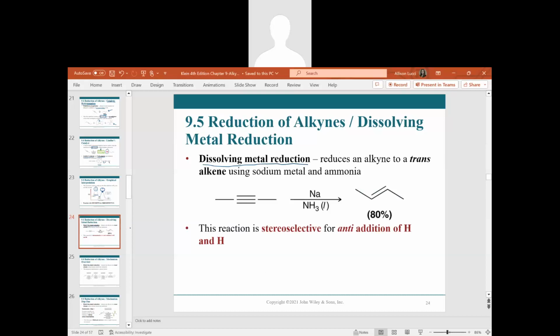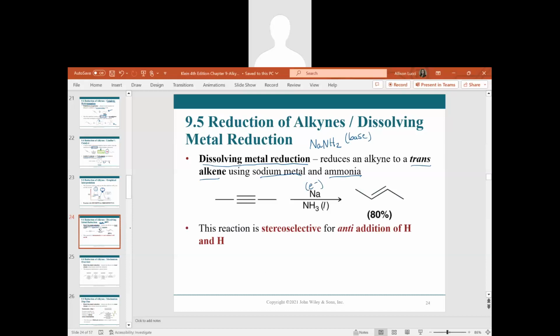And so the second type of reduction that we'll look at here is called the dissolving metal reduction. So this reduces an alkyne now to a trans alkene. So a different mechanism that we'll look at step by step uses sodium metal and ammonia. And this, we should note, is different than the sodium amide that we saw before. That was acting as a base, whereas we're going to be getting electrons from these sources here, with these solvents, these reagents.